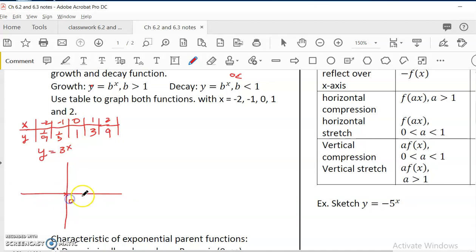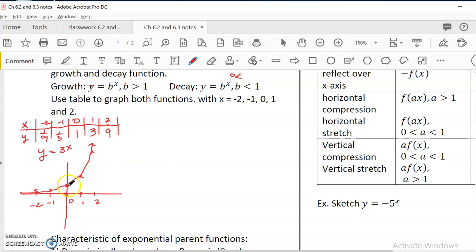So this is what you will be looking for. x is equal to 0, x is equal to 1, x is equal to 2, x is equal to -1, x is equal to -2. 0 goes up to 1. 1 goes to 3. 2 goes to 9. Okay. And then -1 doesn't go below negative. It's just 1/3. So it's really low, close to the x-axis.